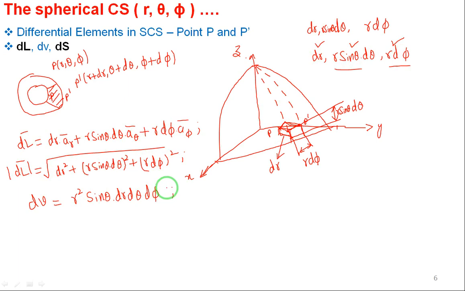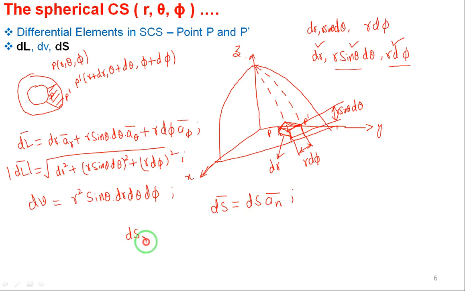Next we will see the differential surface area. Once again, there are three surfaces here. In total there are 6 surfaces, out of which we will see how to write the differential surface area for the front surface, then for the right surface and the top surface. The general formula is the differential surface area into the unit normal vector. So we will find the differential surface area along the radial direction, theta and phi direction, one by one.